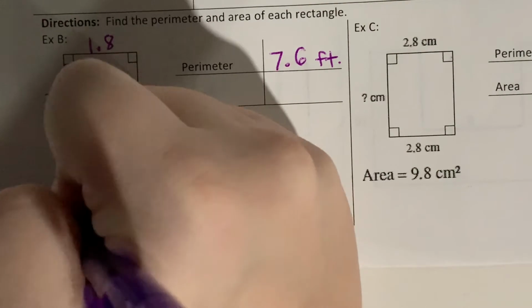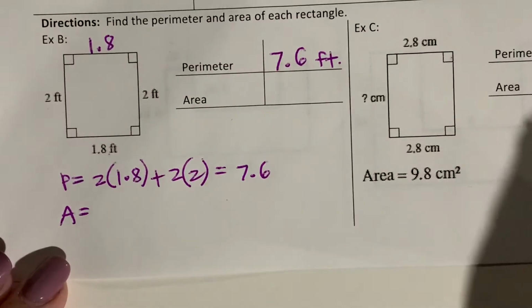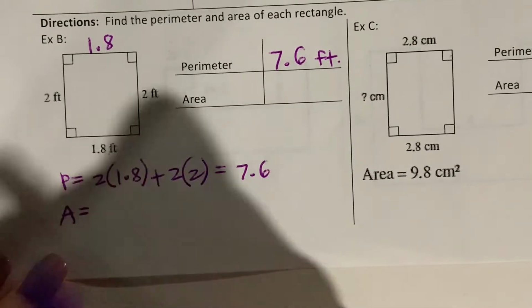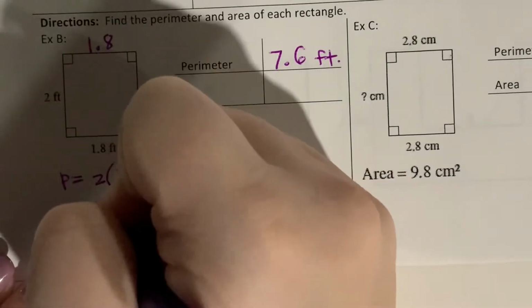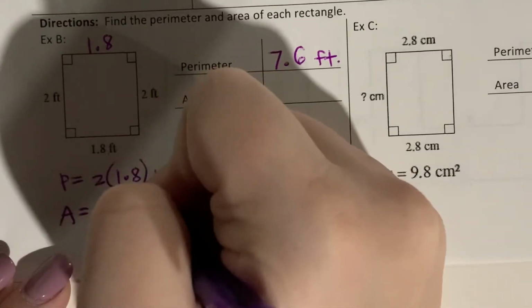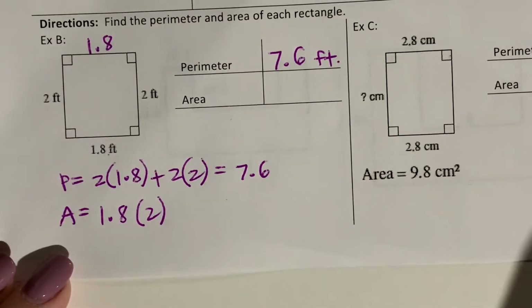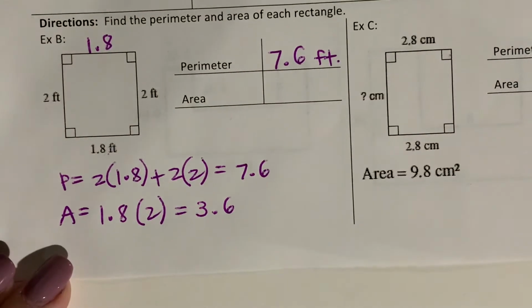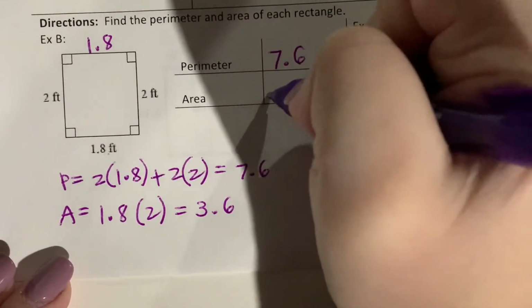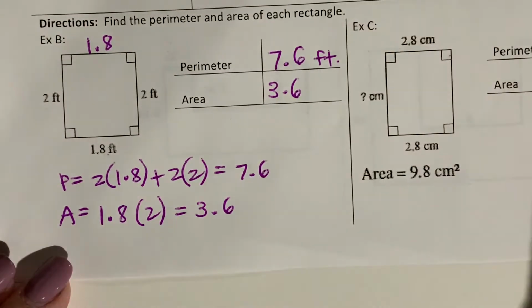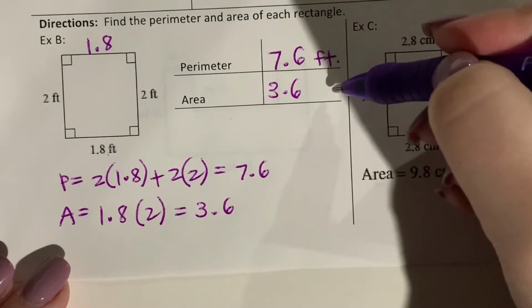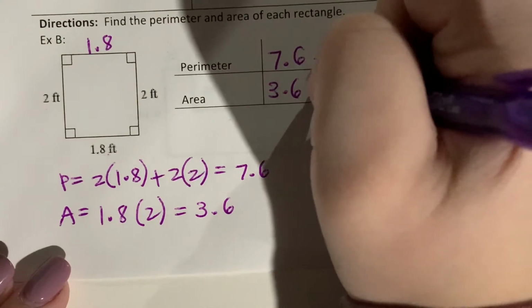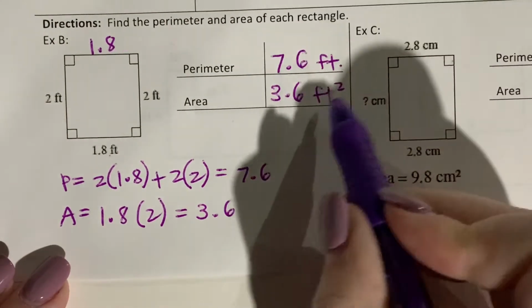Now I need to find area, so capital A for area. And in my area formula, I just do base times height. I'm multiplying the 2 different side dimensions, so I'll have 1.8 times 2. And when I do that, I get 3.6. So I can come up here, my area is 3.6. I do need to be careful for my units because area is always square units, so it's going to be square feet. You could say feet squared.